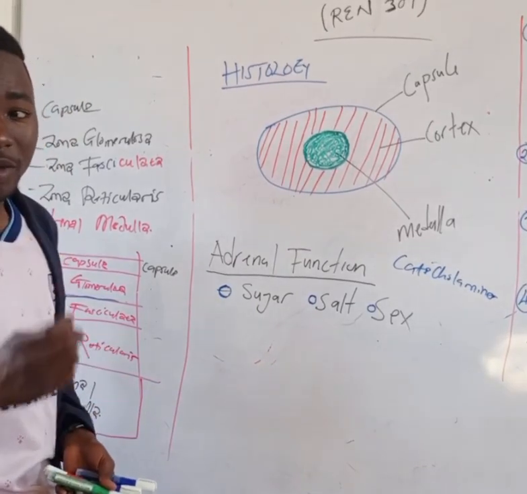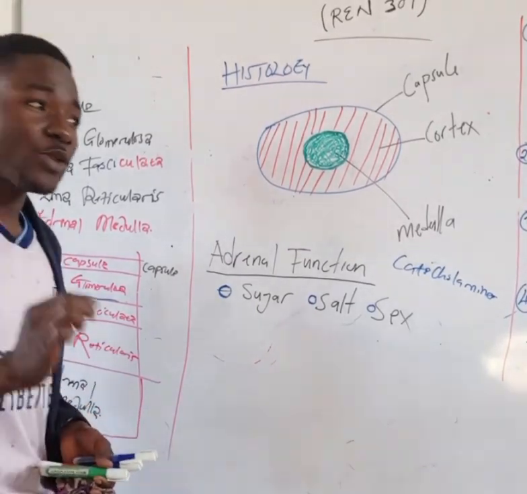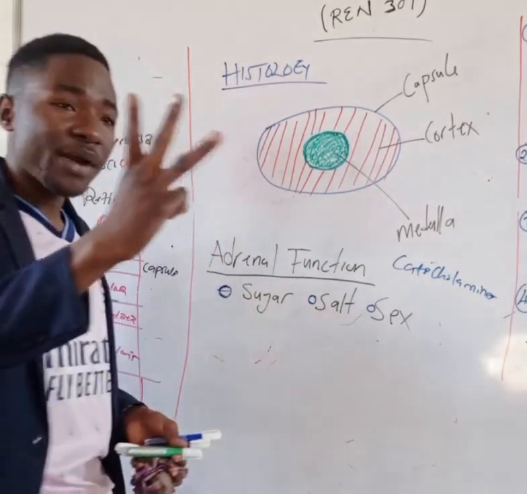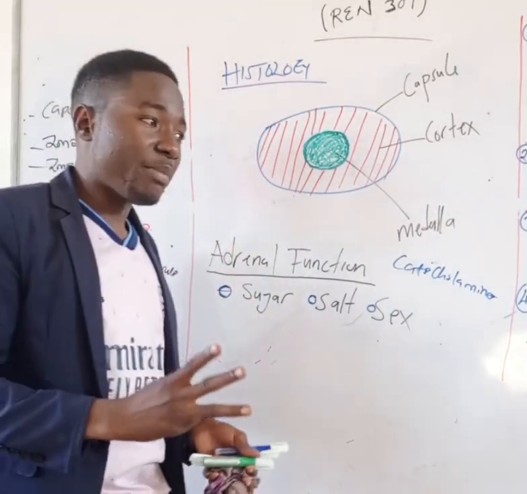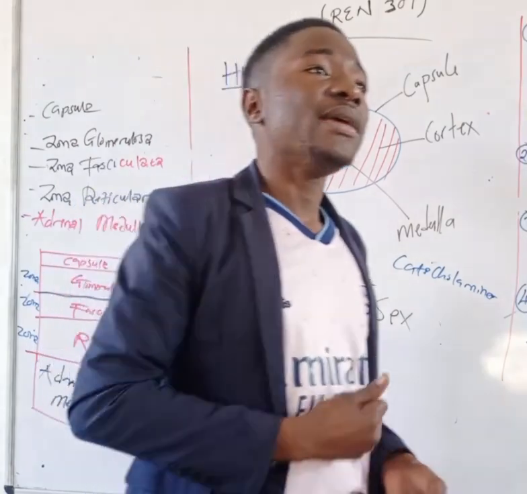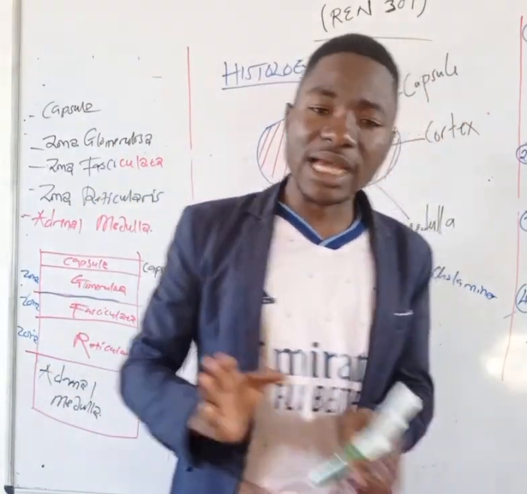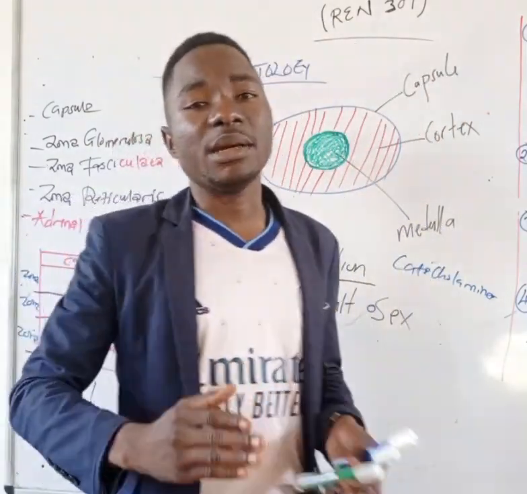All right. For the histology of the suprarenal gland, what are we supposed to know? We need to know that the suprarenal gland is divided into three areas that are important. Those areas are important in the way that they serve specific or unique functions. Each has a certain role it plays in the body.